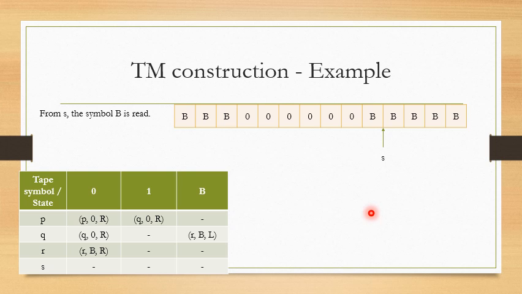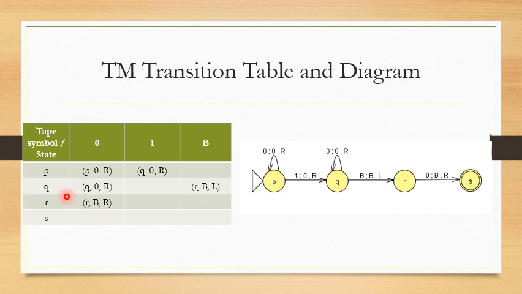We can now convert this transition table to a transition diagram like this. From state P, when I read a 0, I stay in state P, which means it should be a self loop. 0 is the same as 0, and I move to the right. So it is a self loop, and the transition symbols are placed here: old tape symbol, new tape symbol, and the direction of motion. Similarly, all these transitions are converted to the corresponding transition diagram. Thank you.